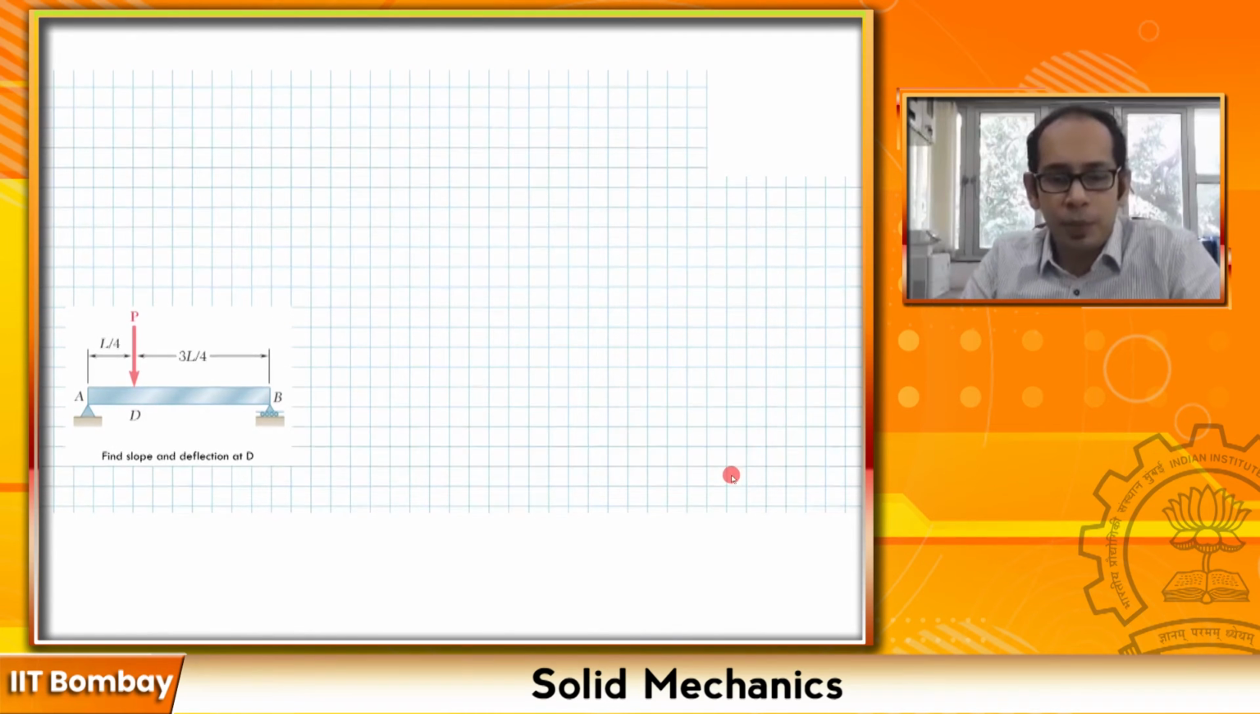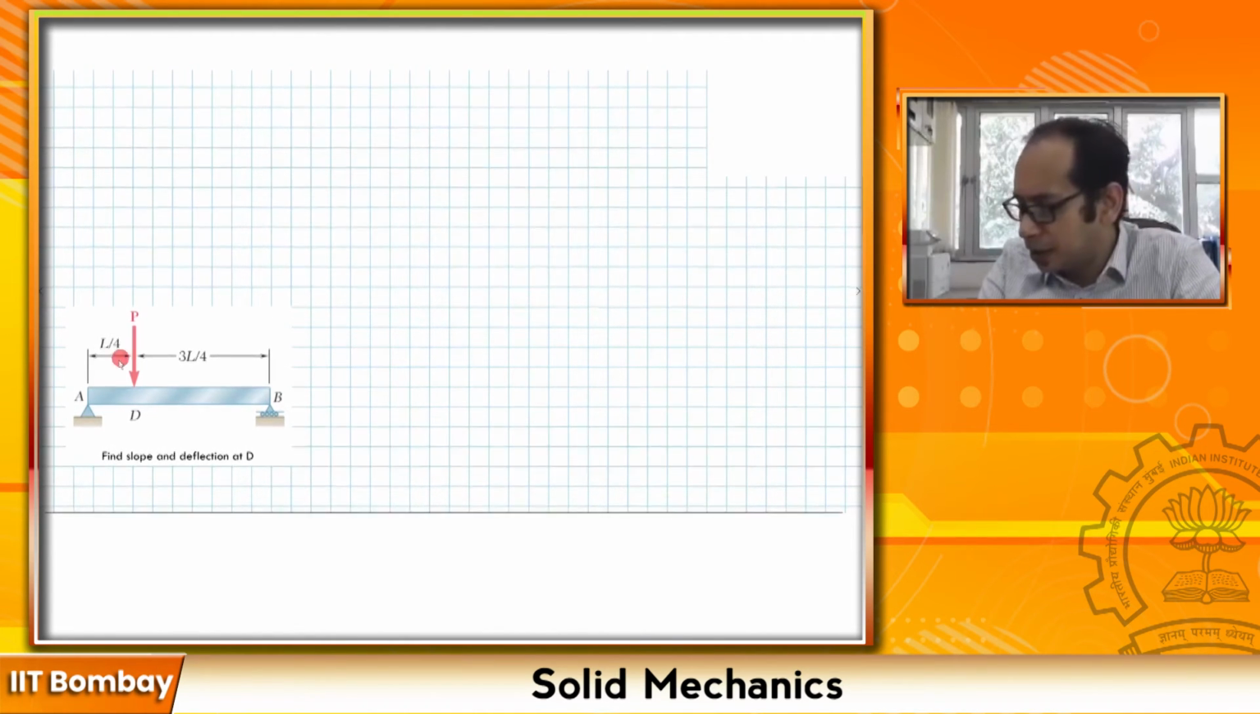This is a problem example which has a discontinuity in the beam within itself, at this point P, and you have an applied load, and it asks you to find the slope and deflection at D, exactly at that point. Now here you cannot do away with just writing one expression for the moment over here, because you are asked to find the slope and deflection exactly at the point of discontinuity over here. So here you have essentially two regions.